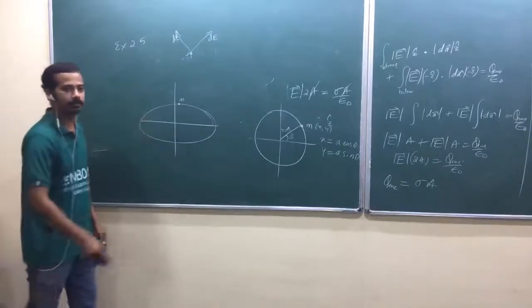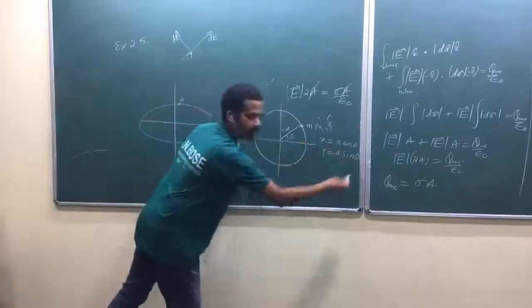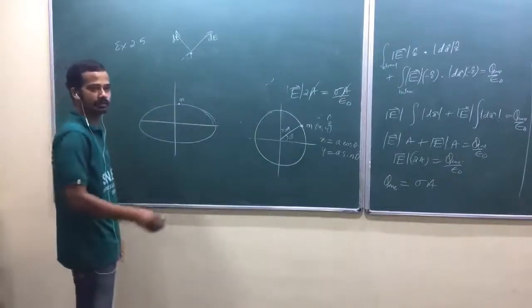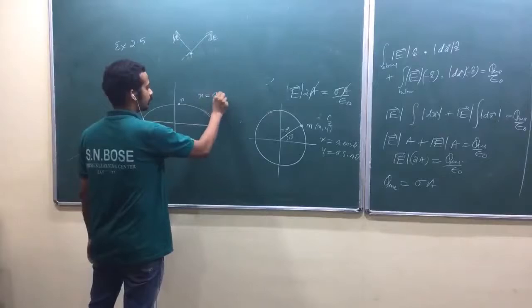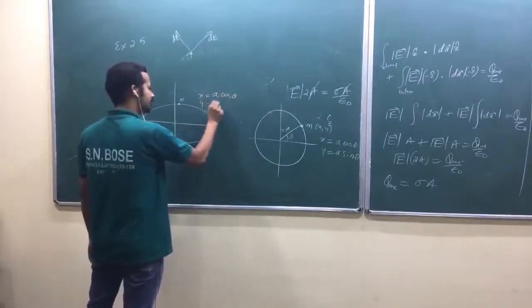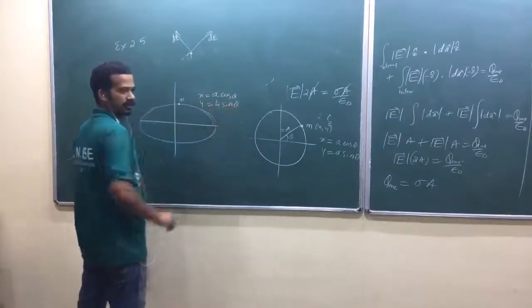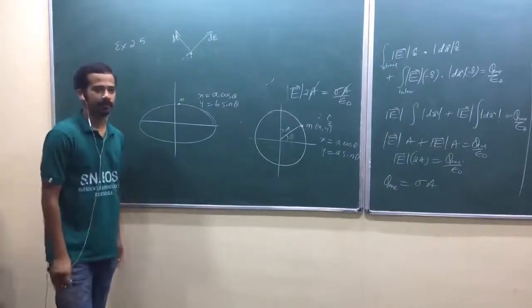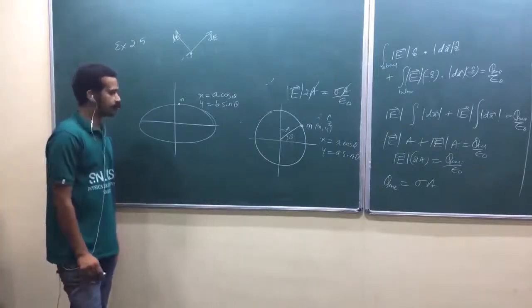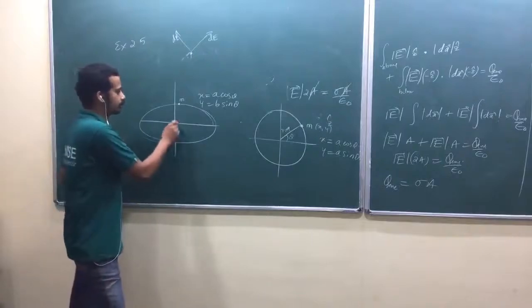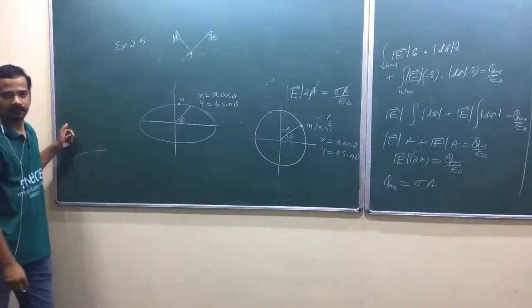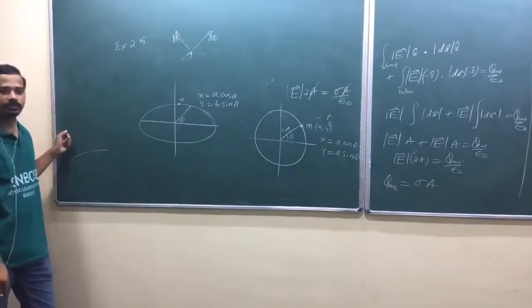What is the parametric equation of this? We call this one the parametric equation. What is the parametric equation of an ellipse? x equal to a cos theta, y equal to b sin theta. Now again x and y are related, remember, but you can't go for plane polar coordinate. If you go for plane polar coordinate, both r and theta are variable. Is that okay? Then you have to design a new coordinate.